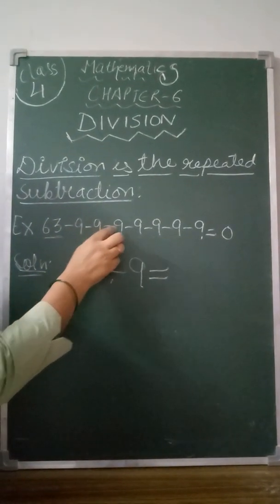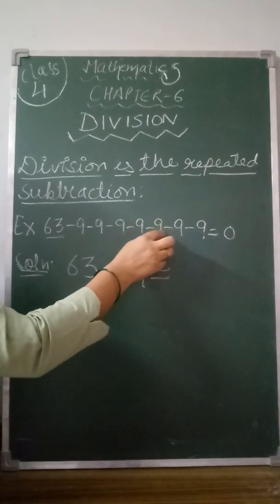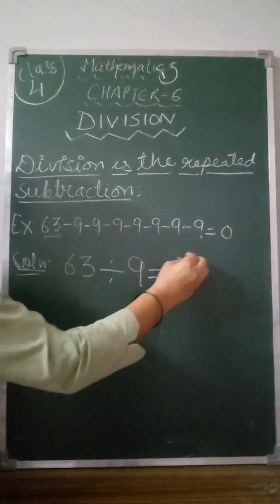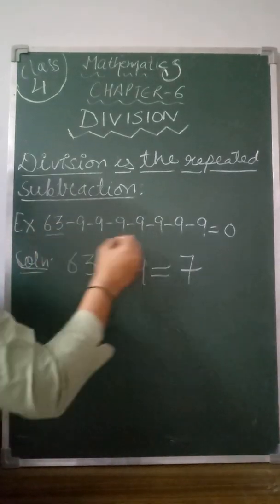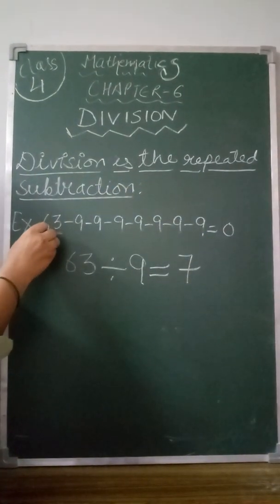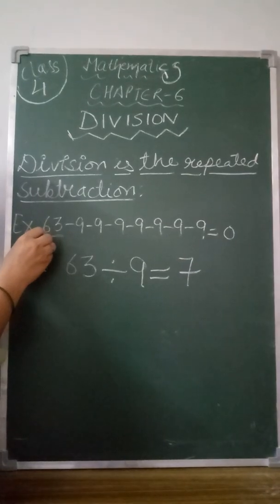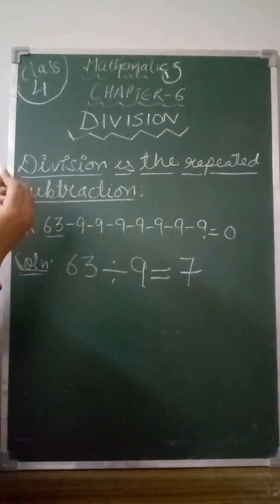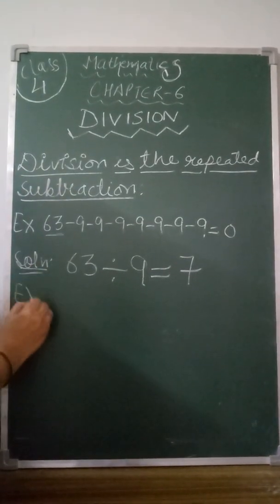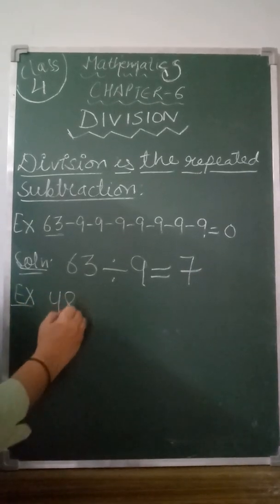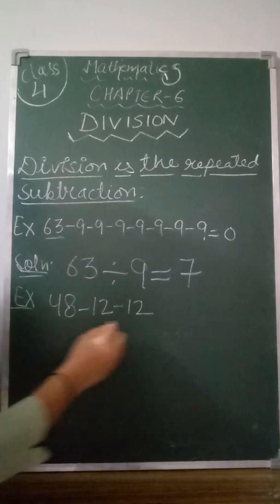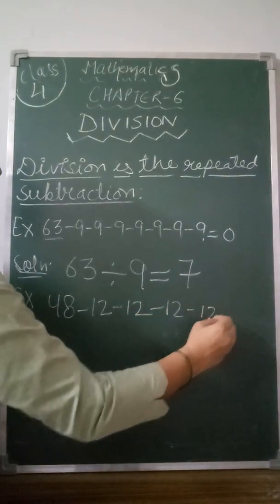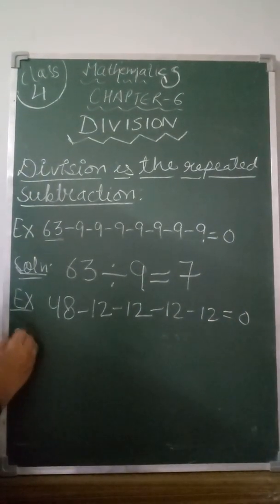1, 2, 3, 4, 5, 6, 7. So 7 is the quotient. This is another form of division, because division is the repeated subtraction. Let's take one more example to explain this topic to you, so you can understand.